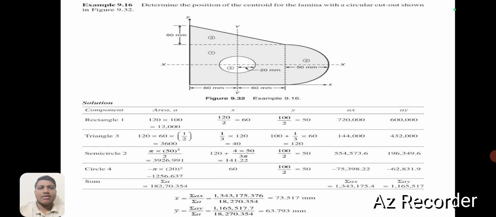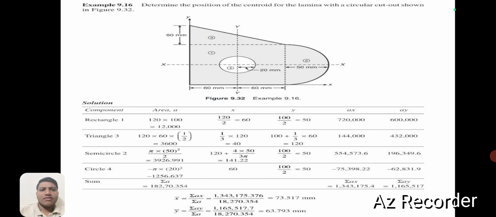The given figure is not symmetric, so we have to find all the components along the x and y axes for this question. First we'll divide this figure into different parts. Let us divide it into one rectangle, one triangle, one semicircle and a circle. First, let us find the centroid of the rectangle.